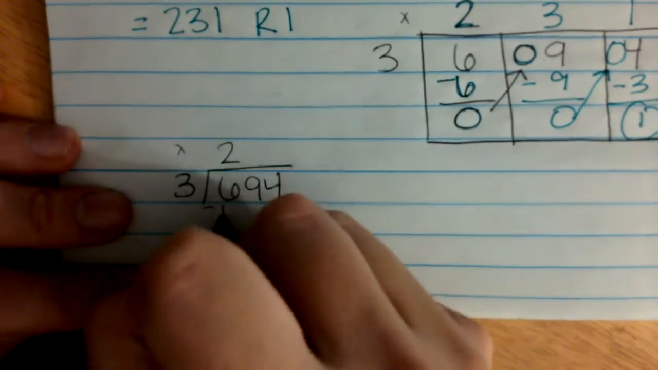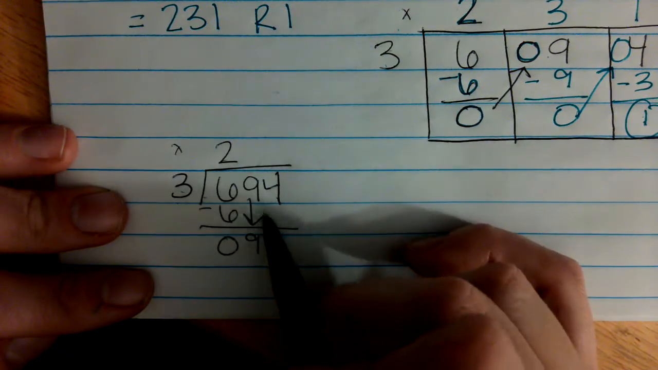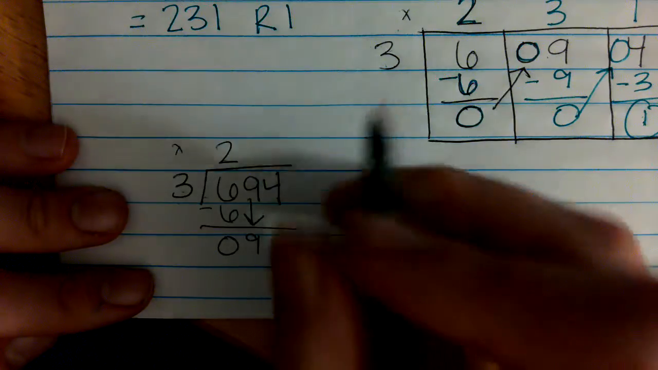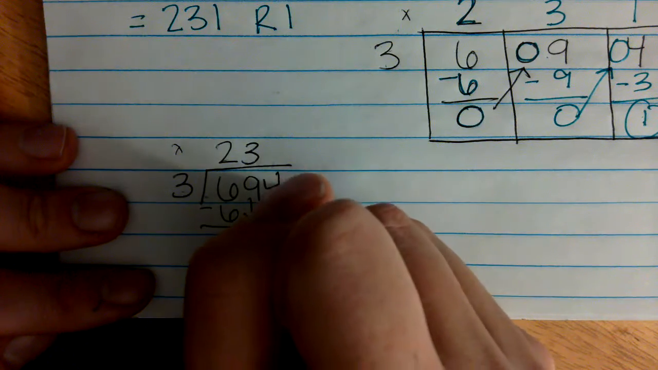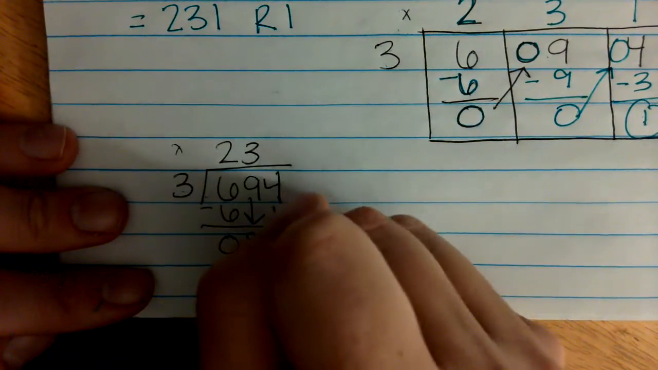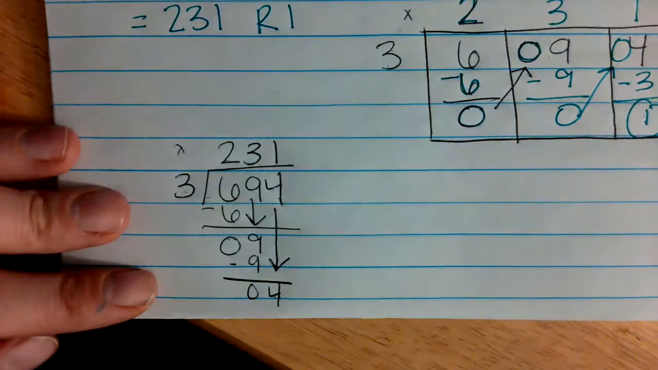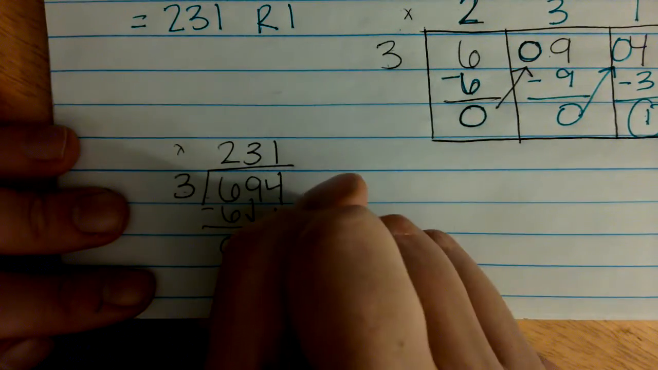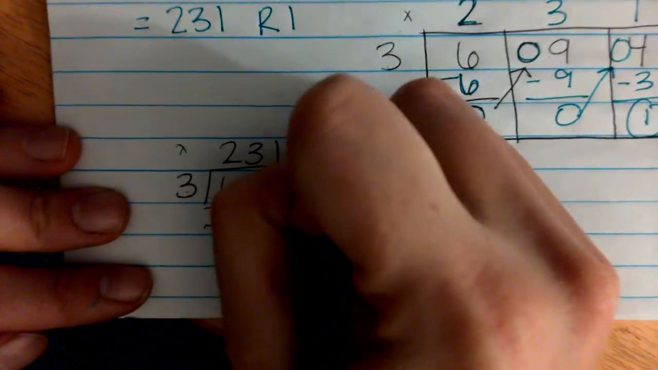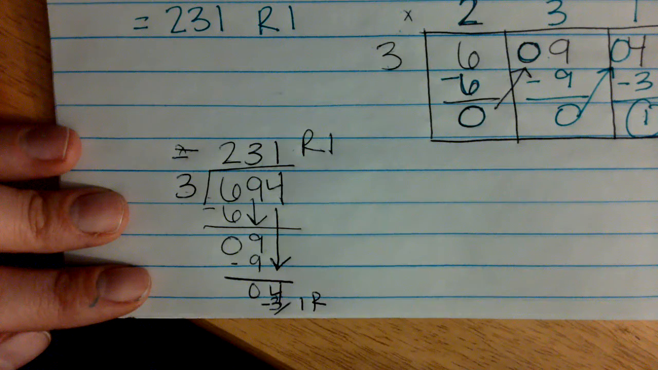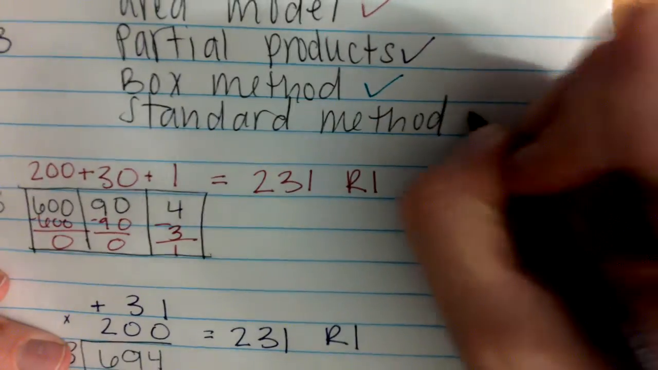2 times 3 is 6. So I'm going to take 6 minus 6, 0, and bring down my 9. 3 goes into 9 3 times. 3 times 3 is 9. That's 0. Bring down my 4. 3 goes into 4 one time. 1 times 3 is 3. And that leaves me with a remainder of 1. So my answer is 231 remainder 1. That's my quotient. And that's how you do the standard method.